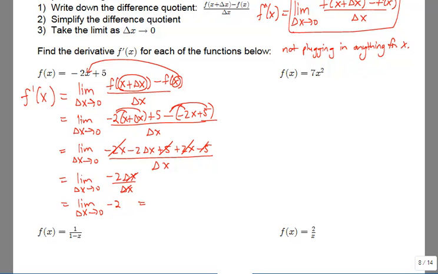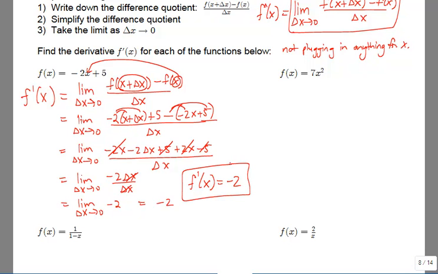So at this point, after we've canceled those delta x's, usually this is the point where we substitute in 0 for our delta x's, but there aren't any delta x's left. This is just the limit of a constant, and the limit of a constant is that constant right back again. So what we've just found out is that the derivative function is -2.